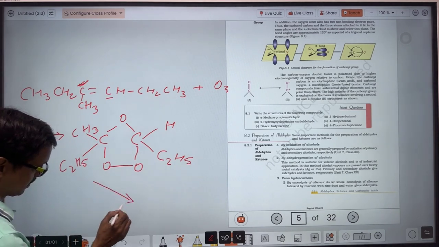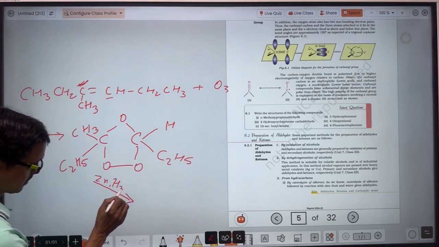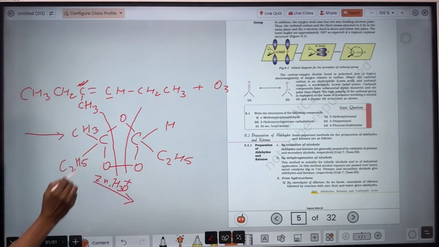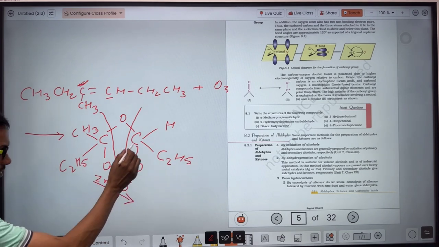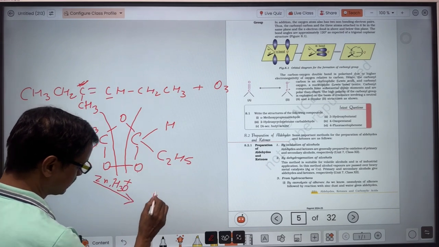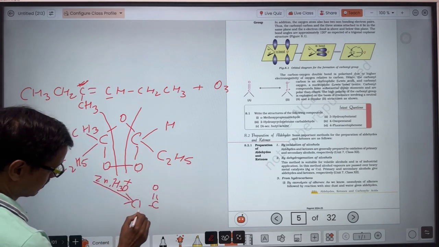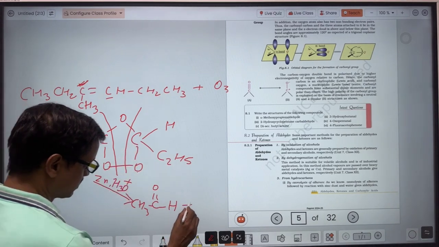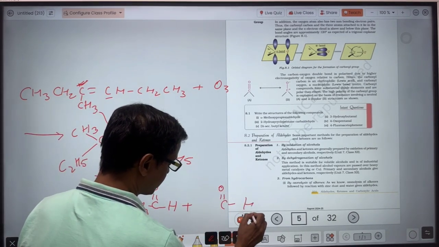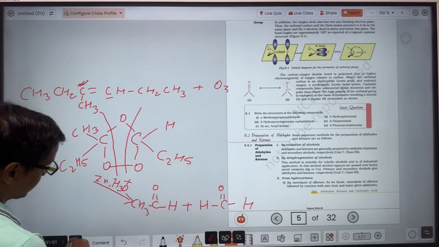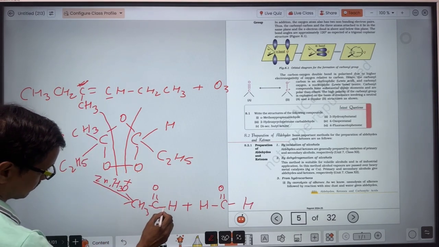After that, react with zinc and acidic water. So what will happen? The bond will dissociate from here, the bond will dissociate from here. This oxygen will do double bond formation with this carbon, and this oxygen will do double bond formation with this carbon. So this carbon here has a double bond, one side there is methyl and another side is hydrogen. And to this carbon here there is a double bond and both sides there is hydrogen.